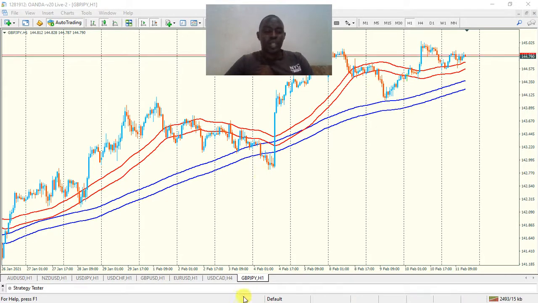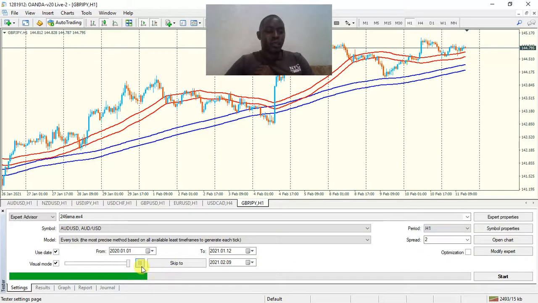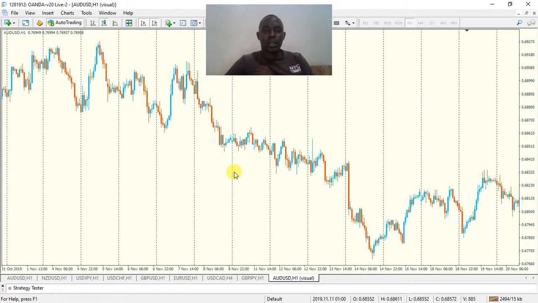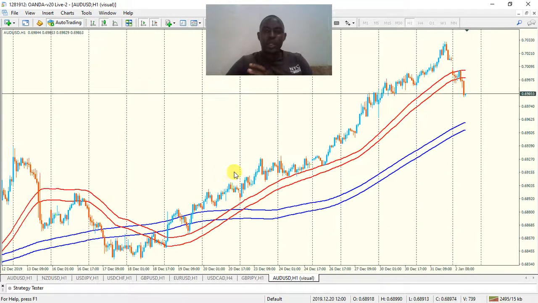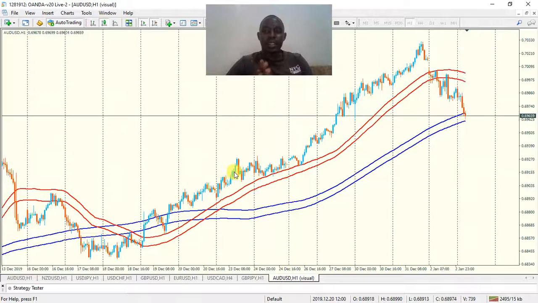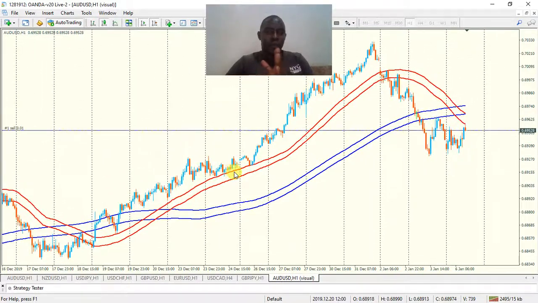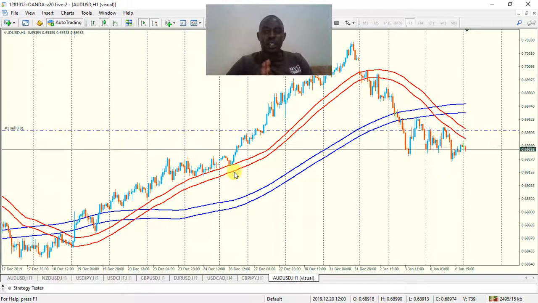So just to give you a quick peek of how this actually works, I'm going to run it on Aussie dollar, and we're going to look at a few entries. I'm also going to give you where I think this strategy actually fails. But first of all, I believe it's really good.